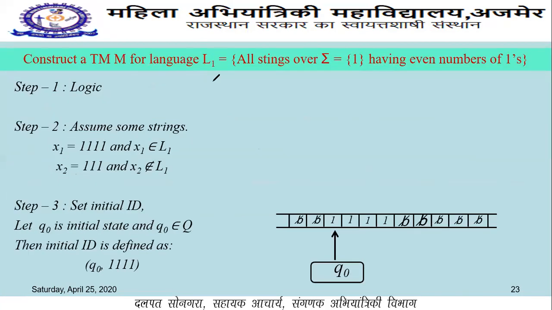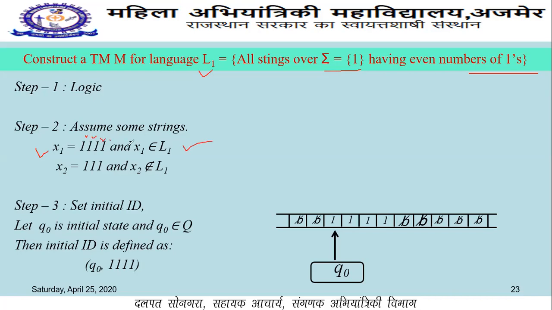Suppose we have to construct a Turing machine for language L1, and language L1 is a set of all strings over sigma 1 that have an even number of ones. So first of all, we assume some string, suppose x1. x1 belongs to L1, so it has an even number of ones. Okay, even number of ones.